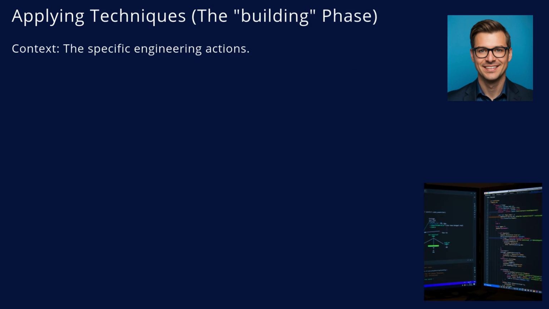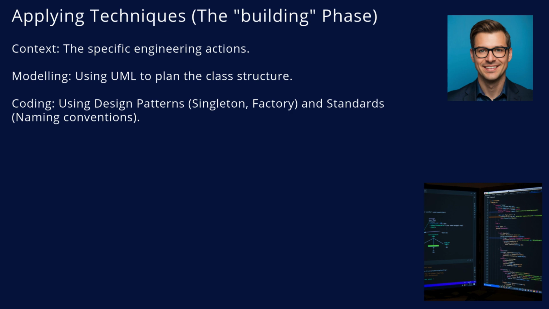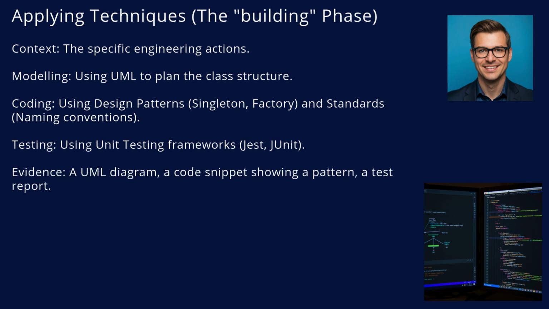Finally, we apply techniques. These are the hands-on tools. You apply modeling by drawing a UML class diagram to plan your object structure. You apply coding techniques by using design patterns, like a singleton for your database connection or a factory for creating objects. You also apply coding standards like variable naming. You apply testing techniques by writing unit tests that cover your logic. This is the core of S18, the visible engineering work.